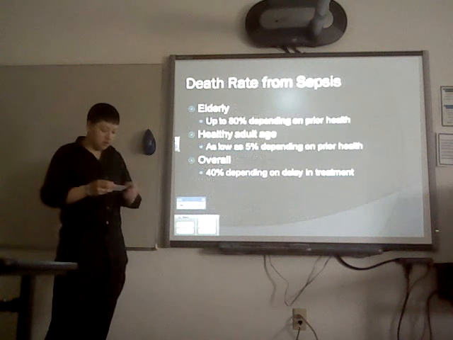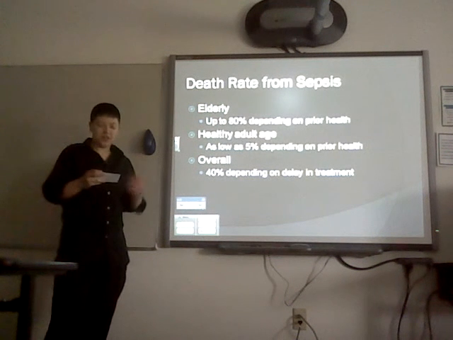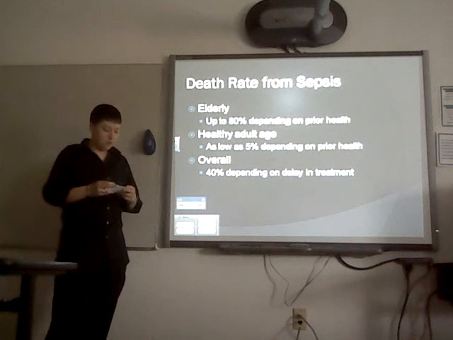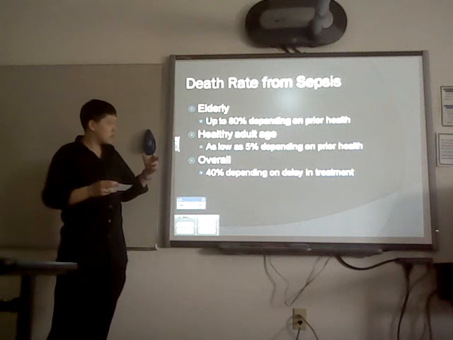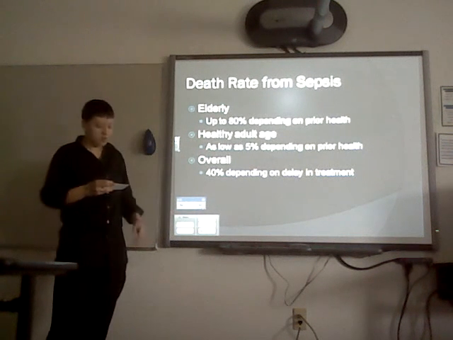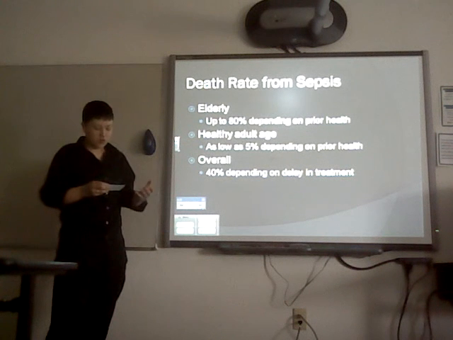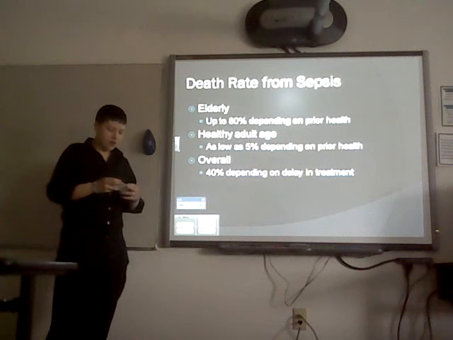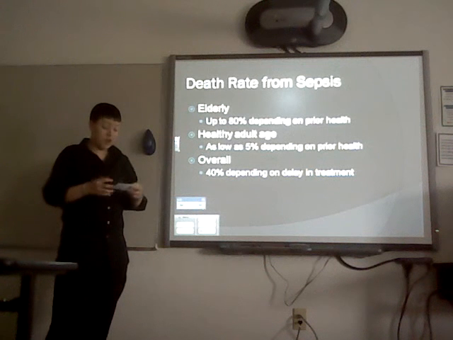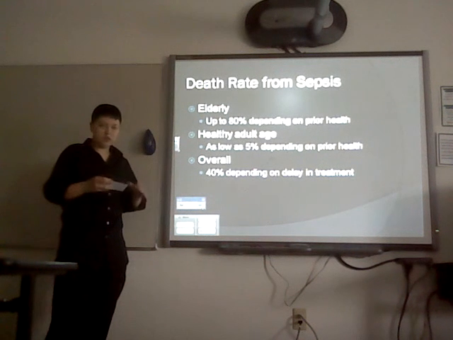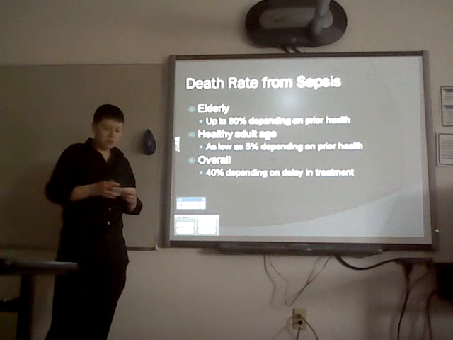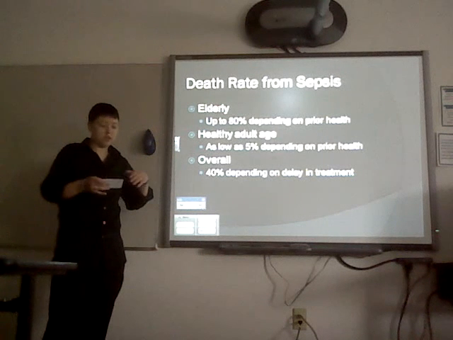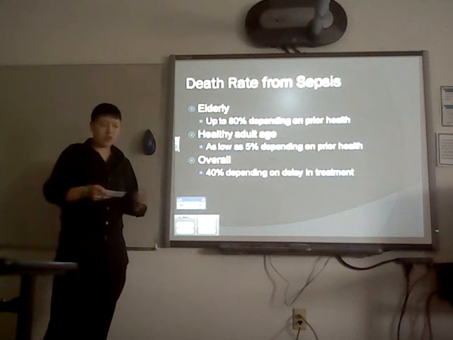The likelihood of death depends on the person, their previous health, their age, and how quickly it's diagnosed and caught. For the elderly, a lot of times you can die up to 80% depending on prior health if you have health issues and you're older. And for generally healthy middle-aged people, the death rate is as low as 5%. But the overall average of death is 40%. But a big part of that depends on how quickly you're treated for it. A lot of times, if you wait a couple days, 3-4 days without getting treatment, you're more likely going to die.